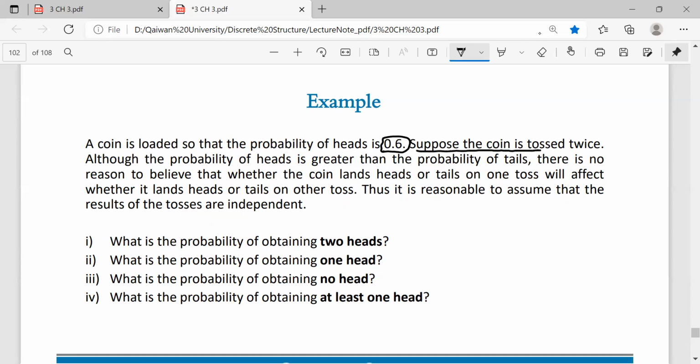Suppose that the coin is tossed twice. We toss the coin twice. Although the probability of heads is greater than the probability of tails, of course, because the probability of heads is 0.6 and the probability of tails is 0.4, there is no reason to believe that whether the coin lands heads or tails on one toss will affect whether it lands heads or tails on the second toss.